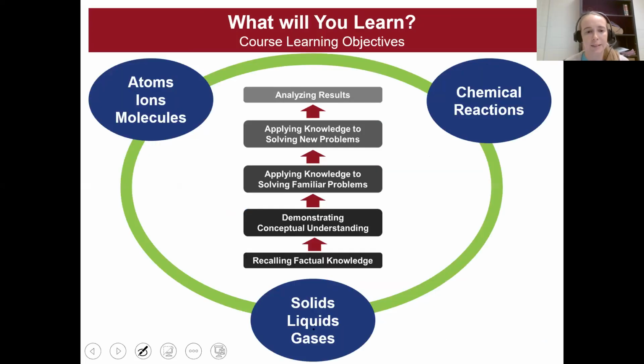All right, so let's get into some more content about our course. What are we going to be learning in this chemistry course? We're going to be learning about atoms and ions and molecules, reactions, different states of matter, all of this. And how are we going to do that? Well, we're going to start by recalling factual knowledge. So you will read your textbook and you will try your homework, and that will give you some factual knowledge, some definitions of these different things, some different concepts to remember.